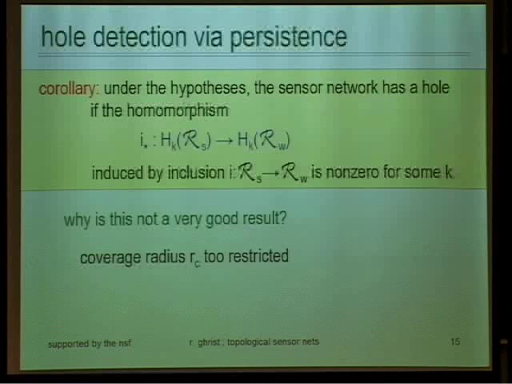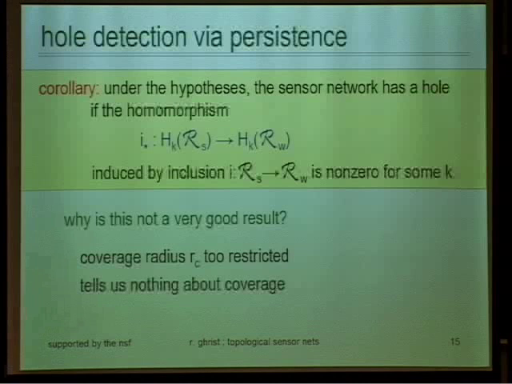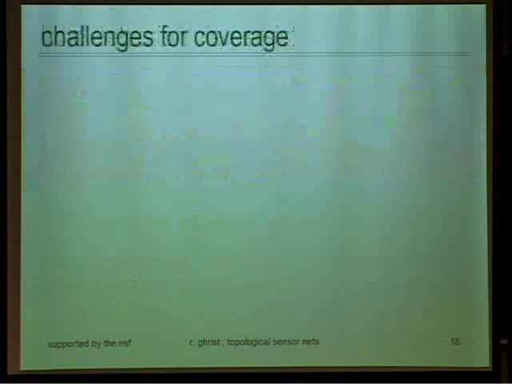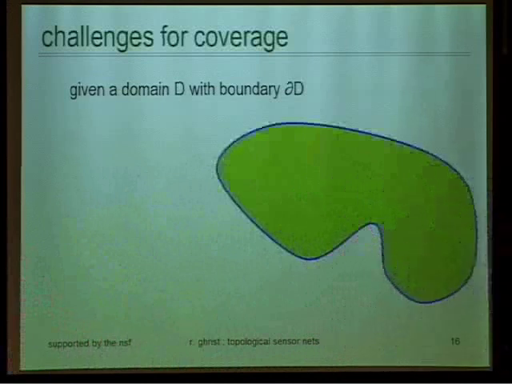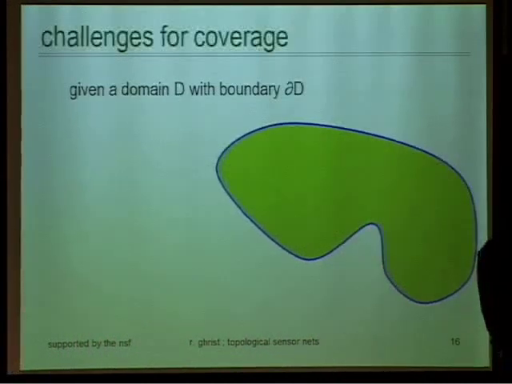That's not so good. It's also not so good because it's not giving us a positive result about coverage. I could have all of my sensors bunched on top of one another inside of this giant domain, and there's no homology that's detectable. There are no holes in that system, but it's still not anywhere close to covering. So that's not so good. And, well, there are a fair number of challenges when you're trying to cover some bounded domain.